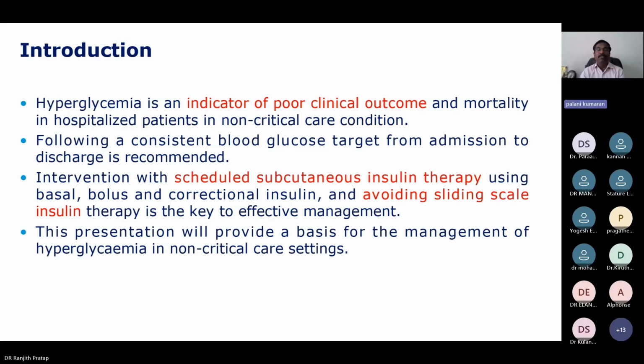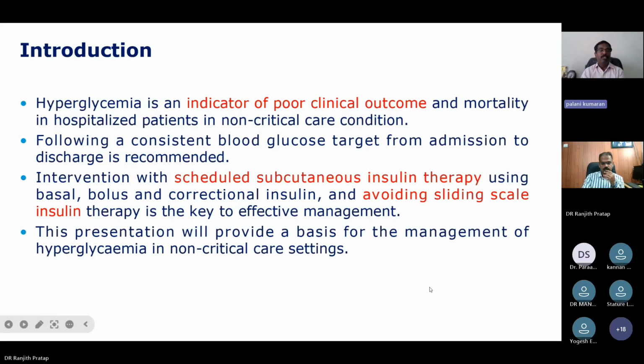So the current intervention with sliding scale insulin is discouraged nowadays, and the recommendation is scheduled subcutaneous insulin therapy, which is being advocated, which is done by using a basal bolus and correctional insulin regimen, which I'll be talking about after a few slides. So the current regimen to be followed is scheduled subcutaneous insulin therapy for managing non-critical care patients. So this presentation will provide you a basis for the management of hyperglycemia in the non-critical care setup.